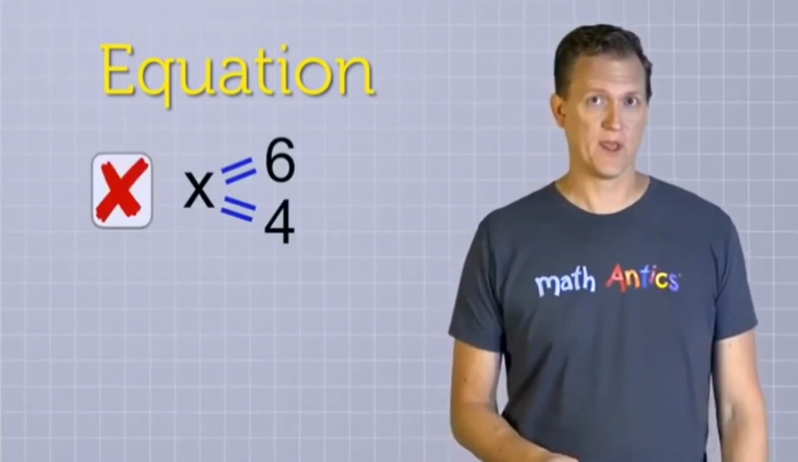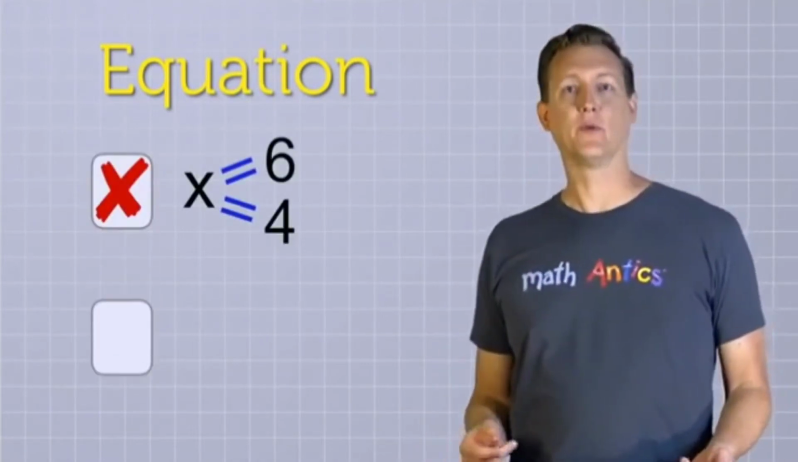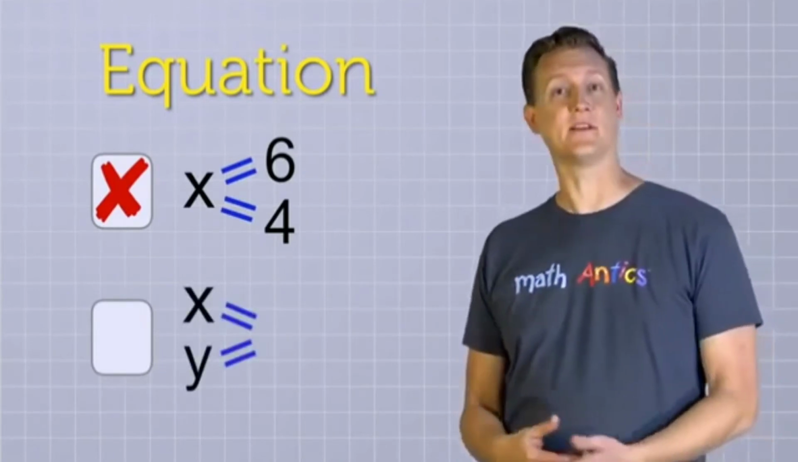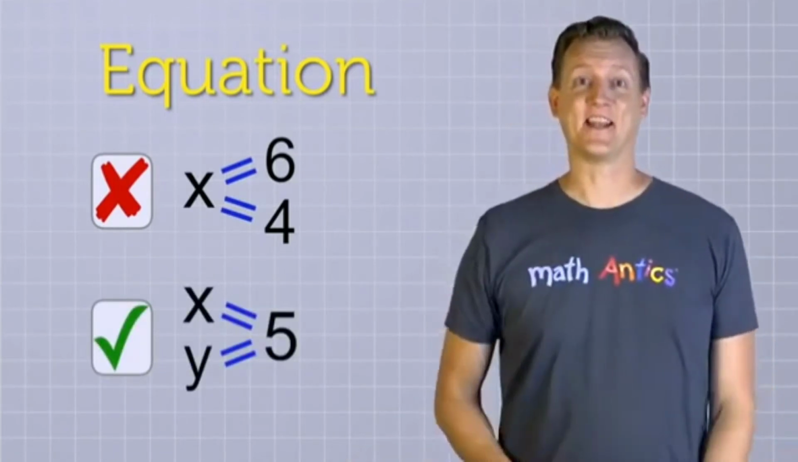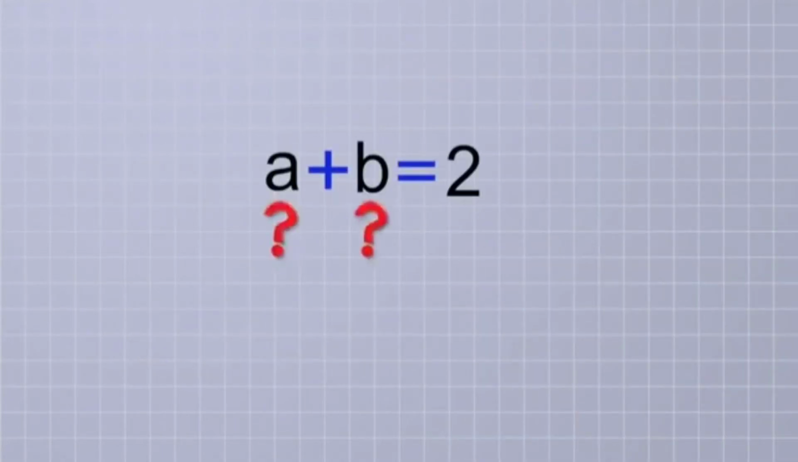Okay, so for any particular equation, we can't use the same letter to represent two different numbers at the same time. But what about the other way around? Could we use two different letters to represent the same number? Yes, and here's an example of that. Let's say you have the equation a plus b equals 2. What could a and b stand for so that the equation's true?